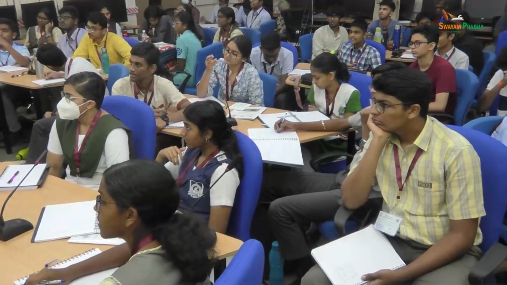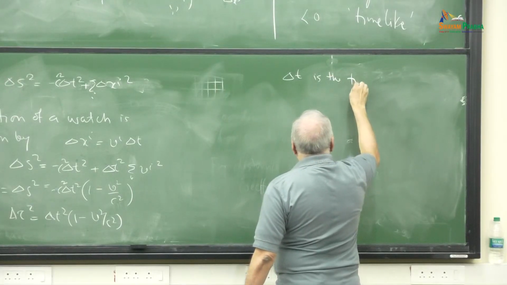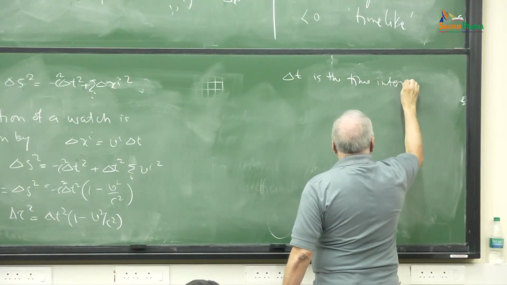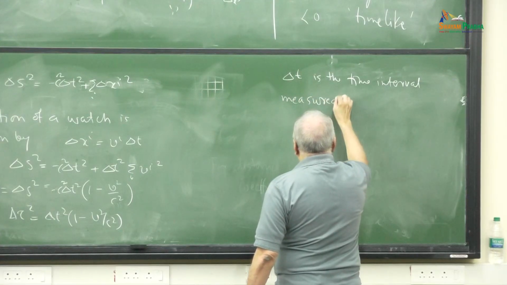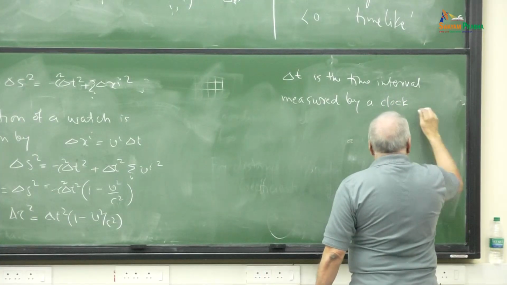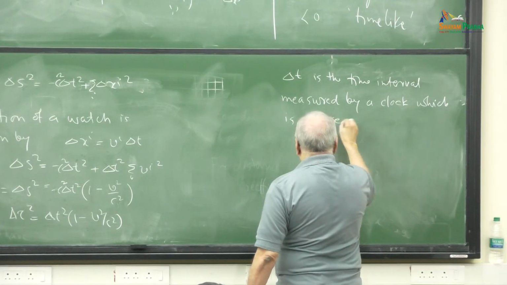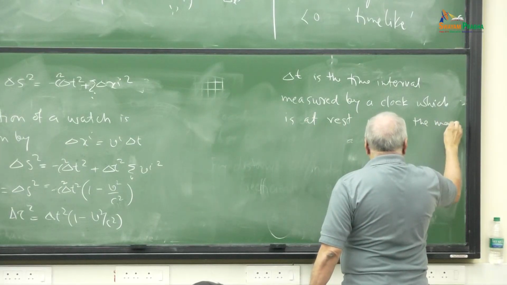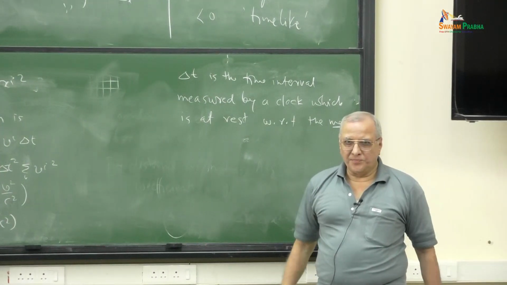So we see that delta t is the time interval measured by a clock or watch which is at rest with respect to the map. By map I mean whatever grid I have laid down, the real map that I have.